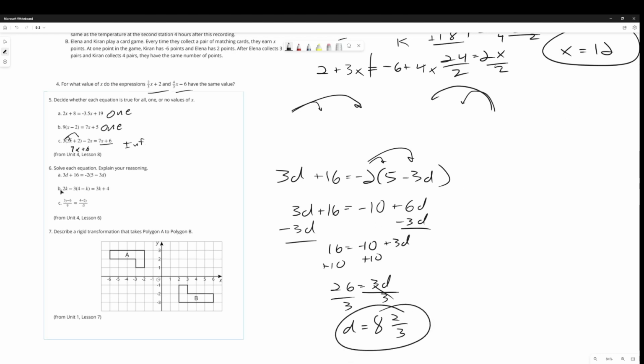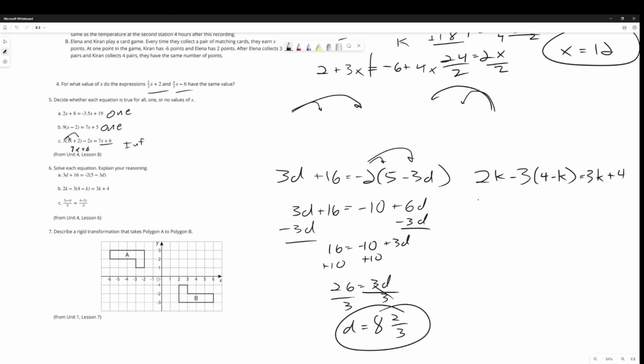All right, letter B, I have 2k minus 3 times the quantity 4 minus k. So let's write that down. Hold on, let me erase that. Sorry guys, I'm not feeling 100% right now. So 2k minus 3 times the quantity 4 minus k equals 3k plus 4.